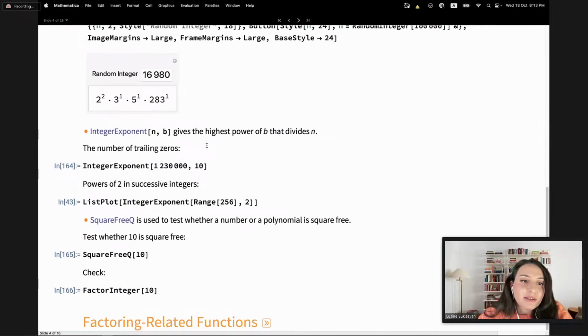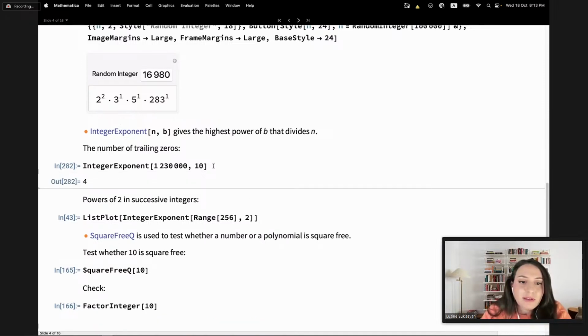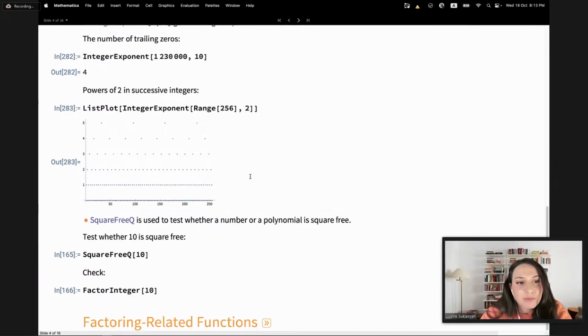Okay, so the next one is IntegerExponent, which gives the highest power of p that divides n. We can use it in many different ways. For example, we can find the number of trailing zeros by doing this IntegerExponent and taking 10 as b, and we get 4. Or we can just find powers of 2 in successive integers and get this nice plot, which gives, as I said, powers of 2 in successive integers, right?